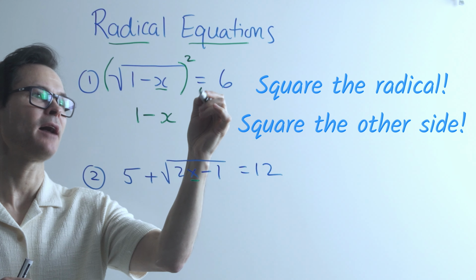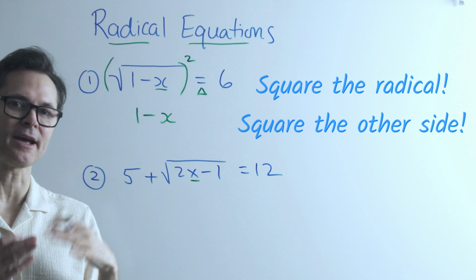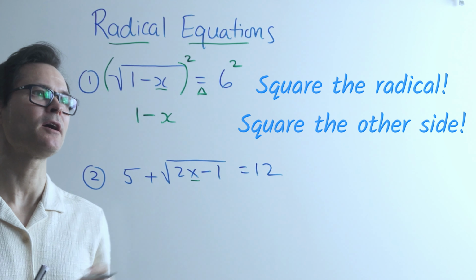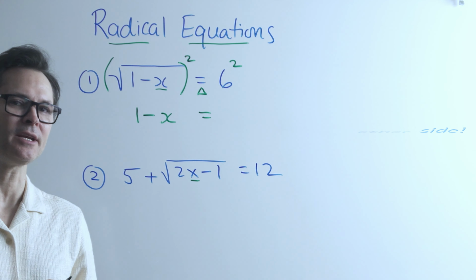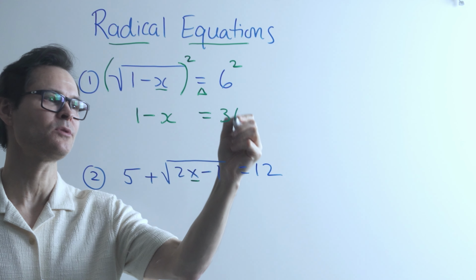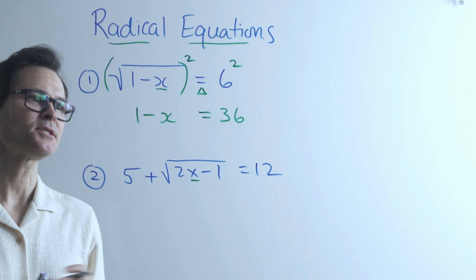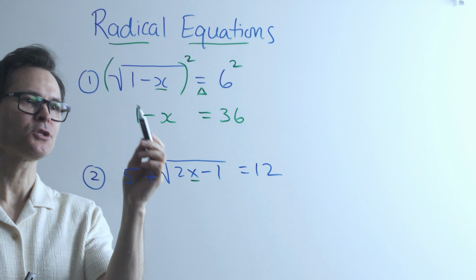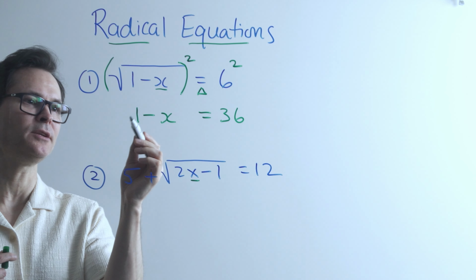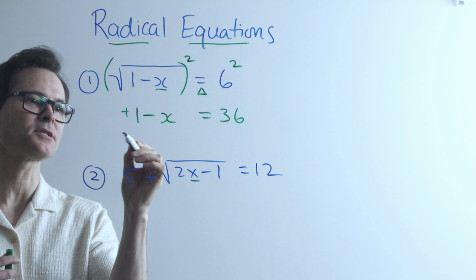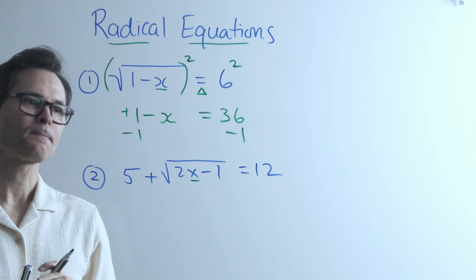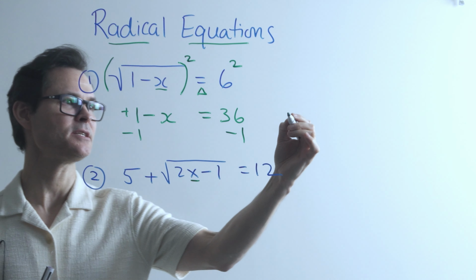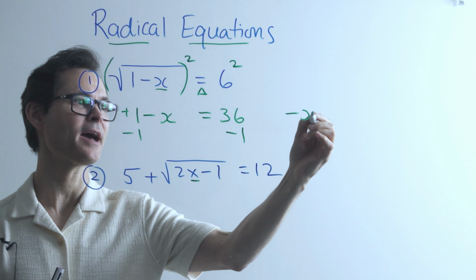Now, again, this is a balancing act, so what I do to one side, I have to do to the other. So if I square the left-hand side, I have to square the right-hand side. So the equals now becomes not equal to 6, but equal to 36. And then the rest is pretty straightforward. So again, we continue to undo. Undoing adding 1 is subtracting 1. What I do to one side, I do to the other. And that allows me to see that negative x is equal to 35.